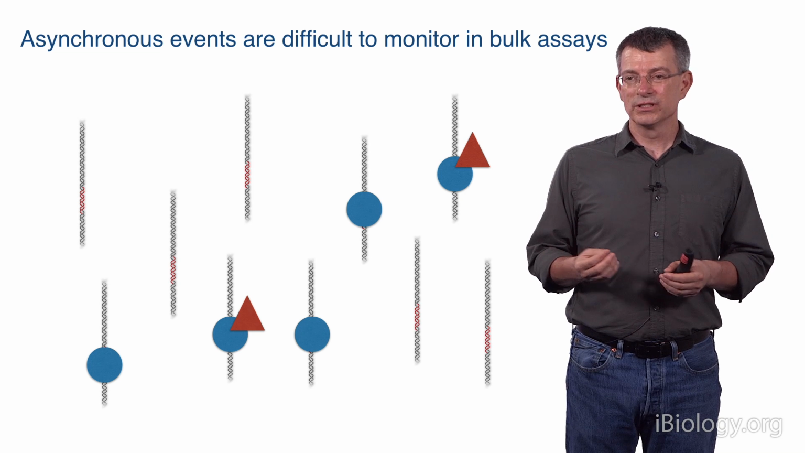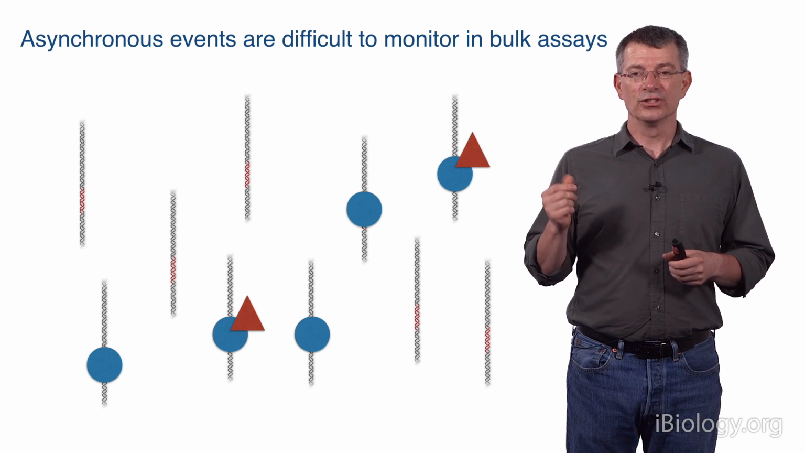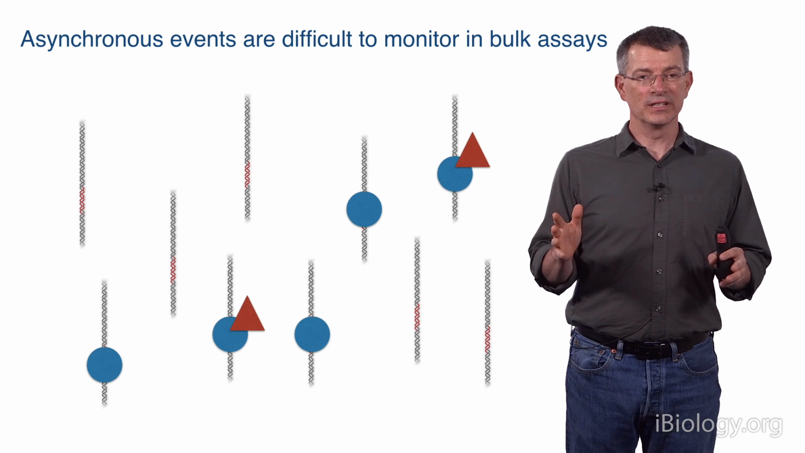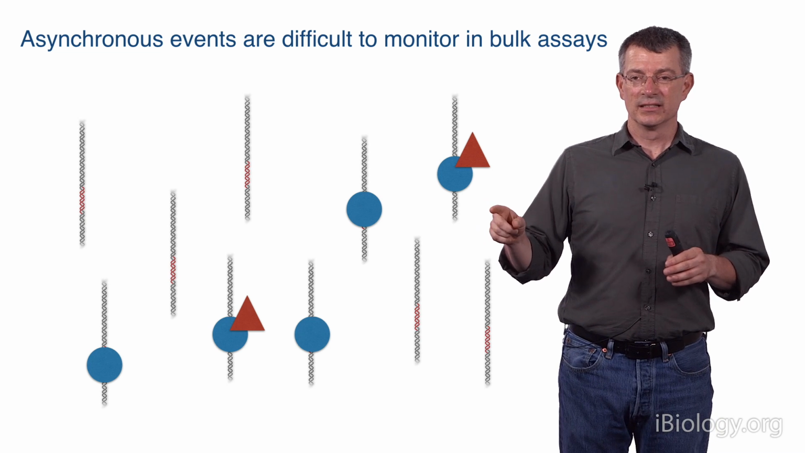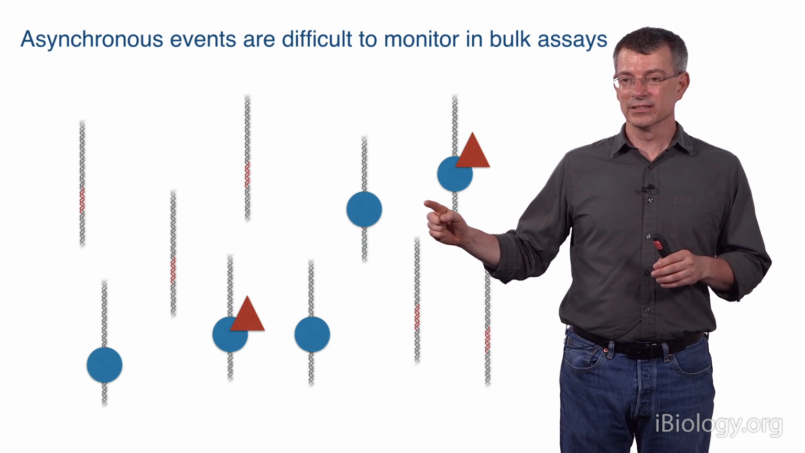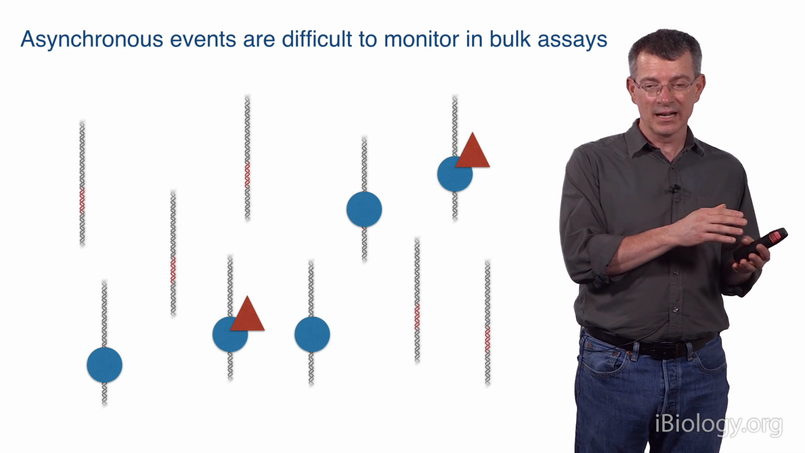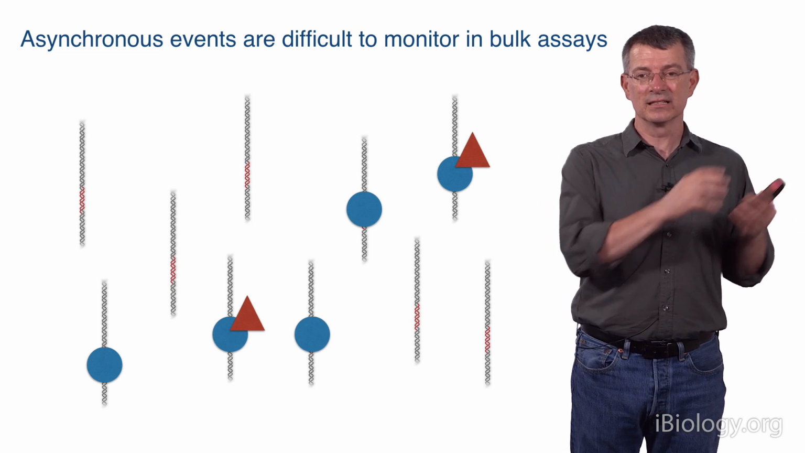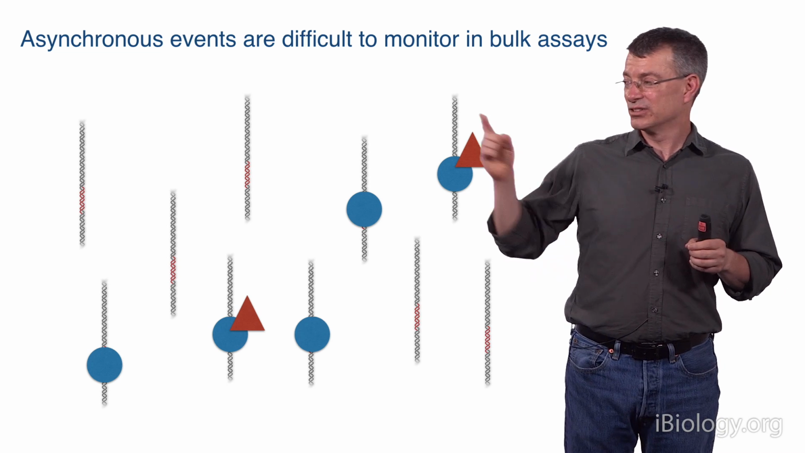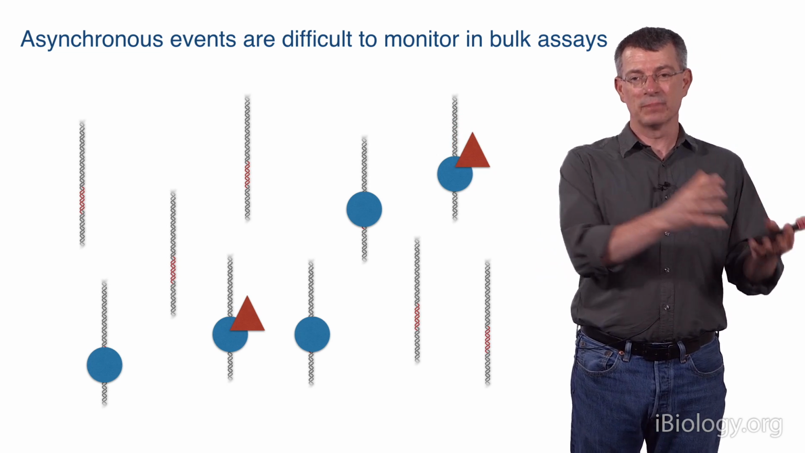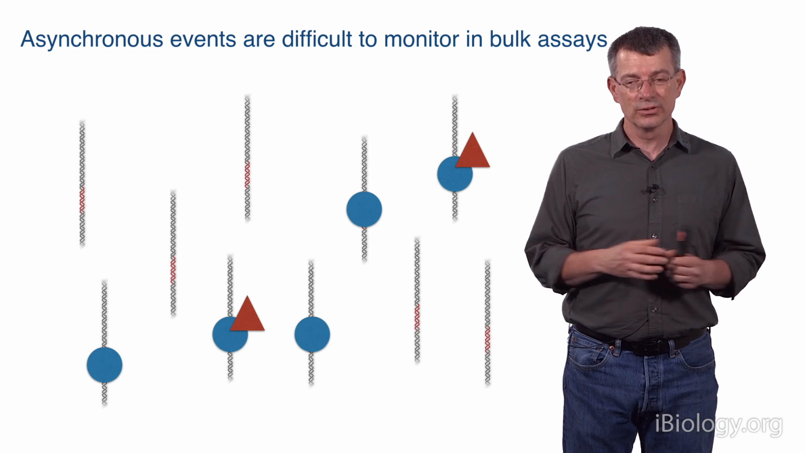Now, there's 2 things you wouldn't know. First of all, you wouldn't know the history of any of these molecules. In other words, did this blue molecule here, for example, bind and then come back on again, bind, release, and come back on? Did it bind once? Did this red triangle ever bind to that blue circle? You won't know those things.